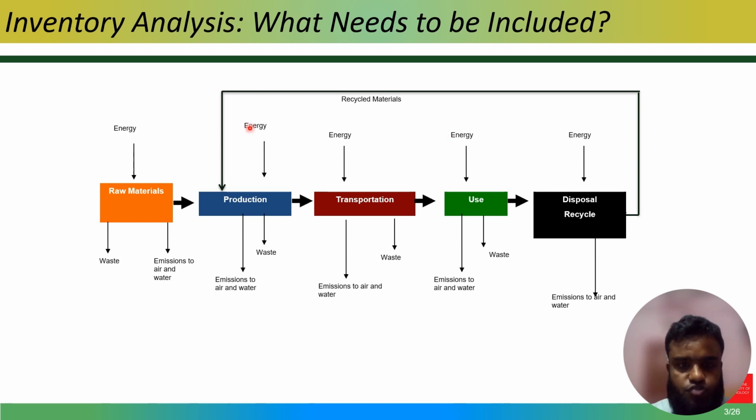During inventory analysis, in all of these stages, we have to account for energy, emission and waste for each of the processes. For example, raw material, production, transportation, use, and disposal.